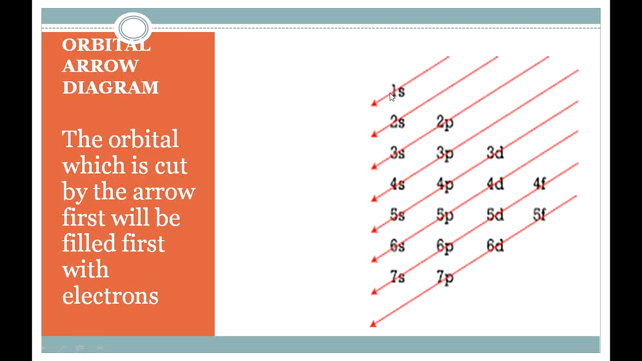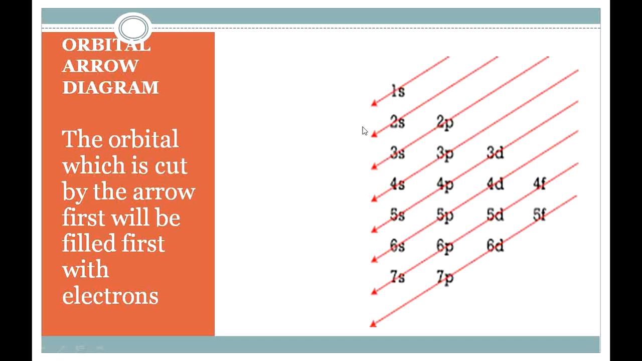For example, 1s, the arrow crossed it first, so 1s will be filled first, then there is 2s, then 2p, 3s, 3p, 4s, 3d, 4p, 5s, 4d, 5p, 6s, and so on. You can find out this chain like this.